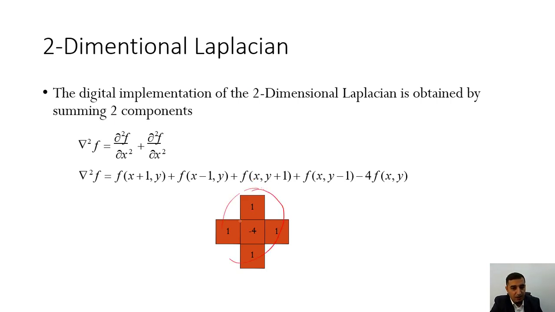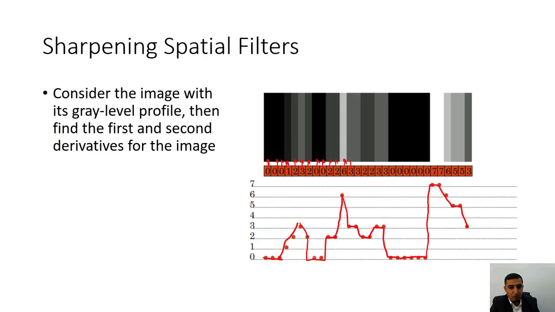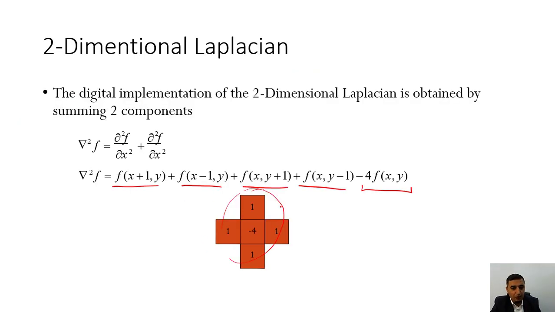So the second derivative sharpening filter will look something like this: f of x plus 1, f of x minus 1, f of y plus 1, f of y minus 1, sum them all together, minus 4 f of x, y, because over here we had 2 of f of x and 2 of f of y, and we are talking about the same point, which is the middle point over here. If you combine these together, you will end up with something like this. This is the two-dimensional Laplacian transform.